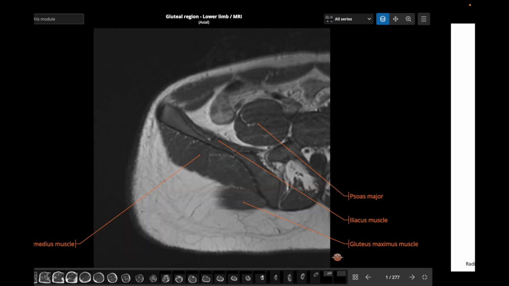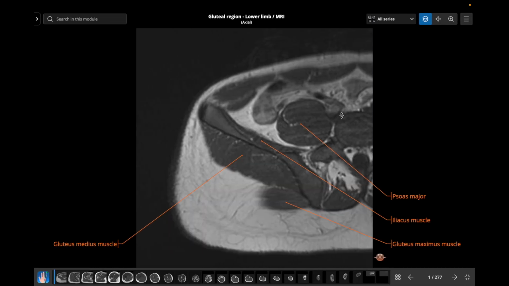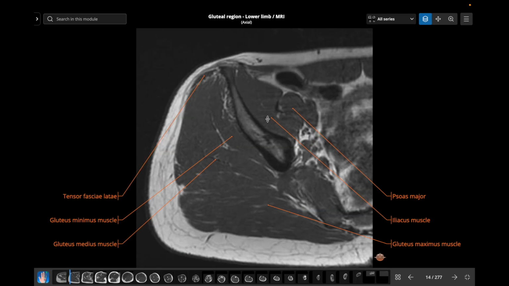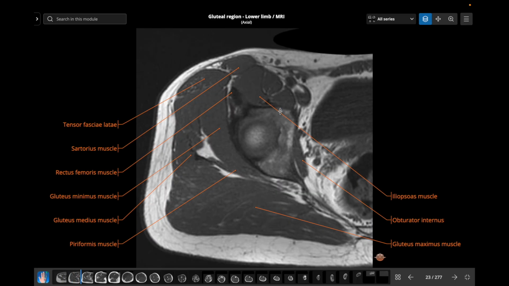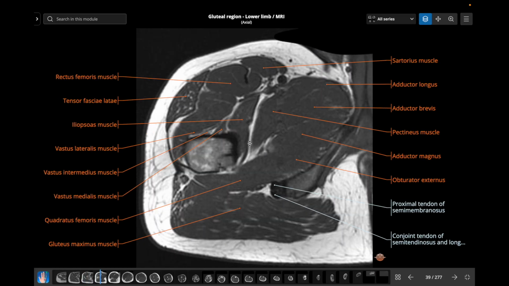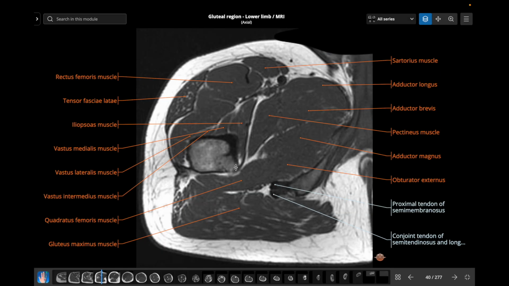We can go through some MRI now, just to reinforce those points. Starting quite high up, you've got this muscle, your psoas major muscle, which comes down, and with the iliacus muscle forms the iliopsoas, and then this is the tendon here, and that attaches to the lesser trochanter.